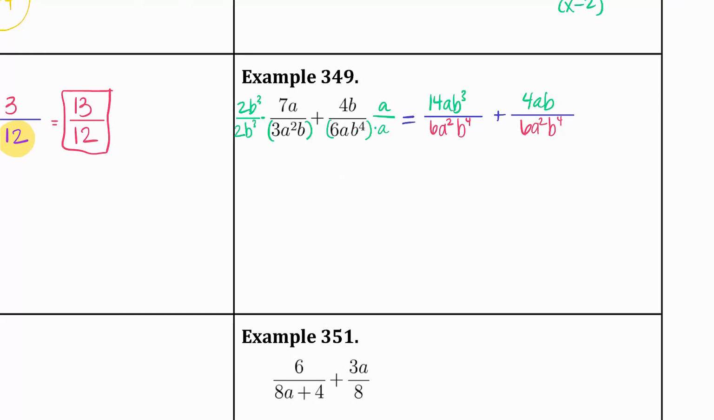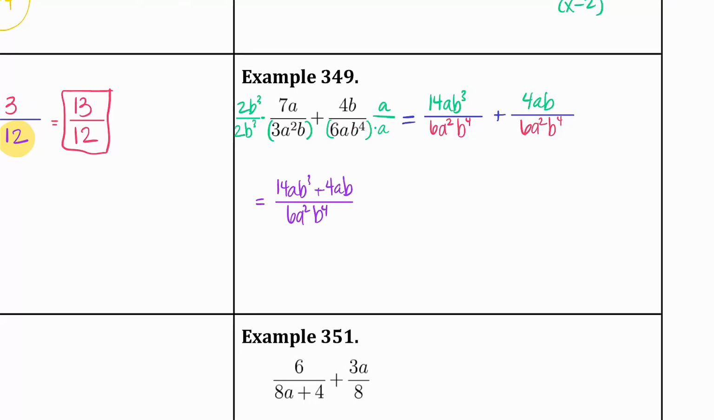Okay, we are ready to go ahead and add these. I'm going to move it down here. We keep our common denominator, 6a squared b to the fourth. And these are not like terms, so we can't combine them, but we can write them like this: 14ab cubed plus 4ab.